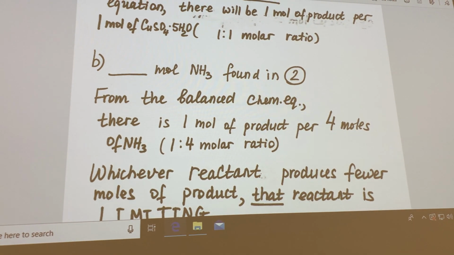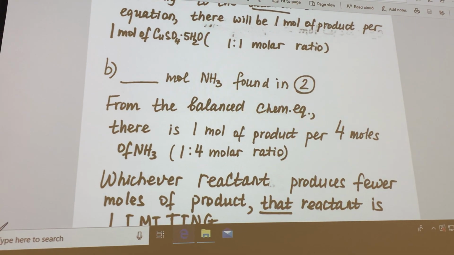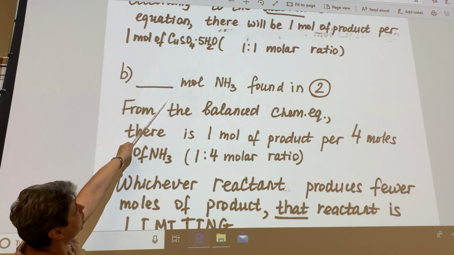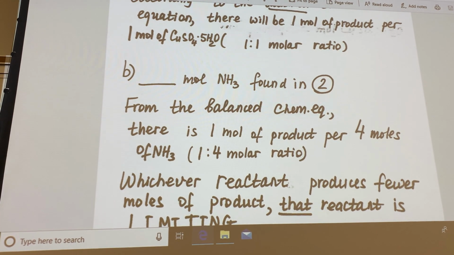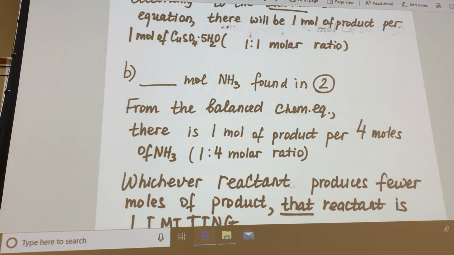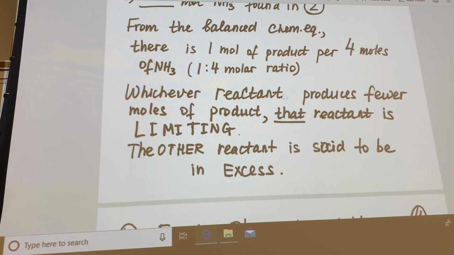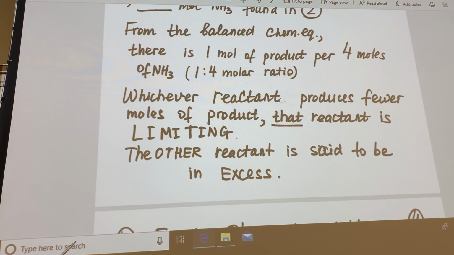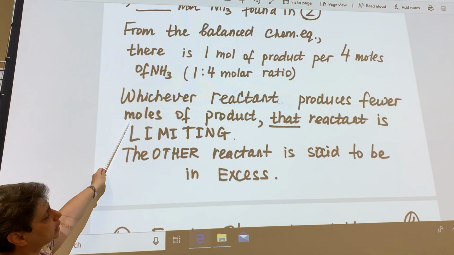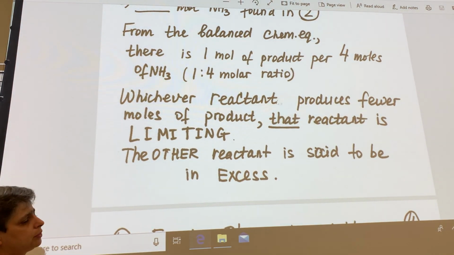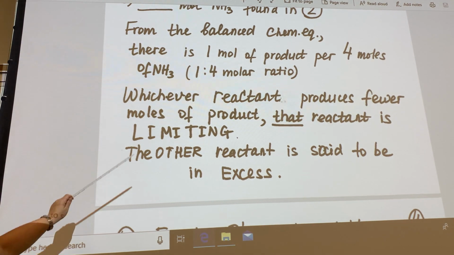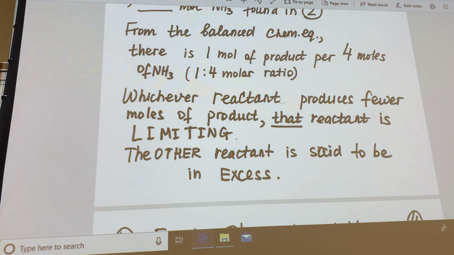Once you find how many moles of product could be formed by ammonia, then you need to carefully and clearly make a comparison. You want to know which reactant produces fewer moles of product. And that reactant will then run out first and will be considered limiting.